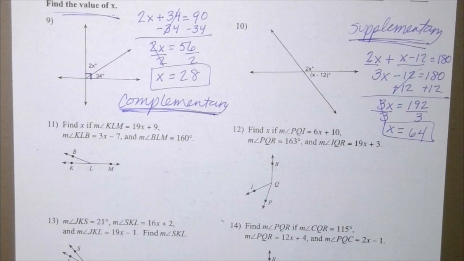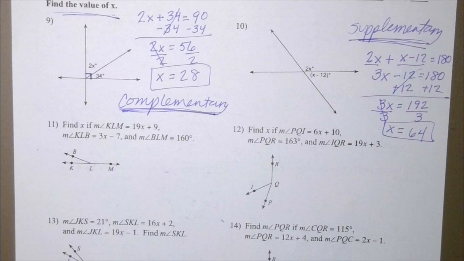Questions there? All right. Find x if the measure of PQI, that's this guy down here, is 6x plus 10, if PQR, that's the whole thing, is 163. And you can kind of tell it's not a straight line, right?